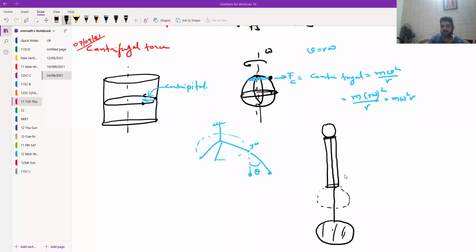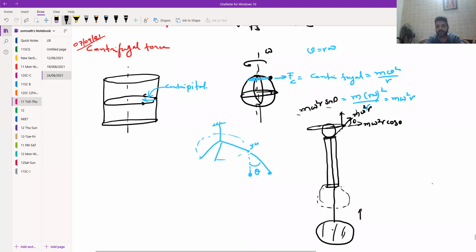So if you rotate this like this, the force is m omega square r, and this angle is theta, so one component is m omega square r cos theta, and this one is m omega square r sin theta. So this one is lifting, and as it becomes bigger and bigger, it will move up and touch here. Clear? Yes sir.